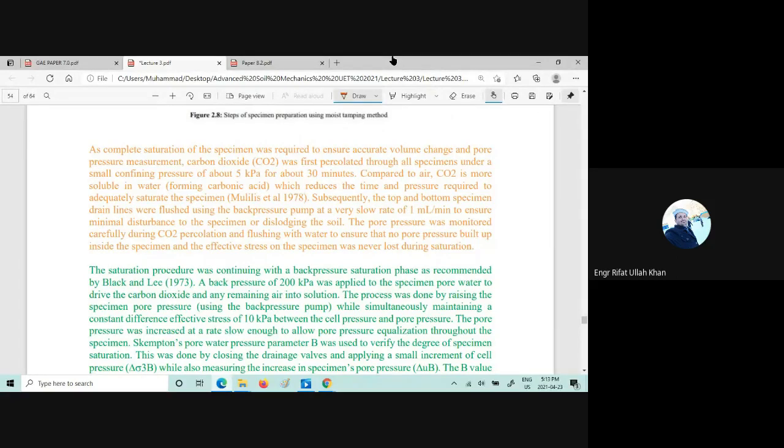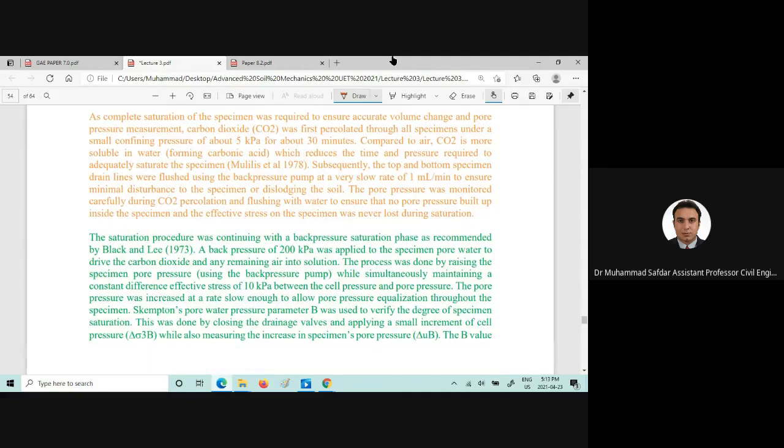The pore pressure was monitored carefully during CO2 percolation and flushing with water to ensure that no pore pressure built up inside the specimen, and the effective stress on the specimen was never lost during saturation. Coming to the second paragraph, the saturation procedure was continuing with a back pressure saturation.